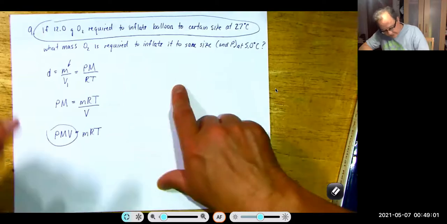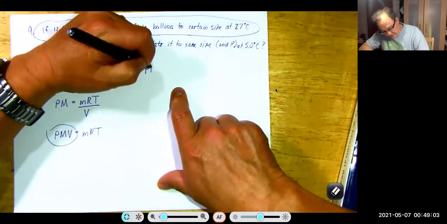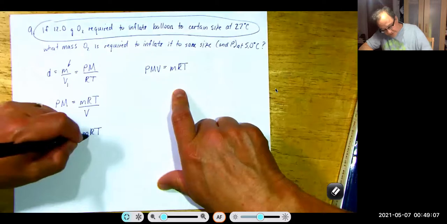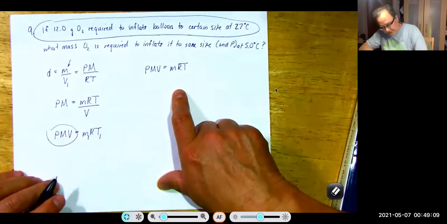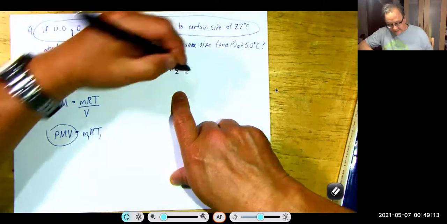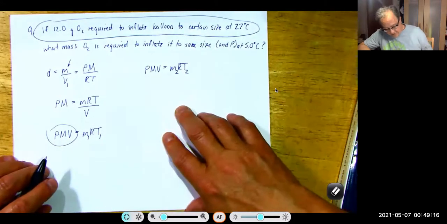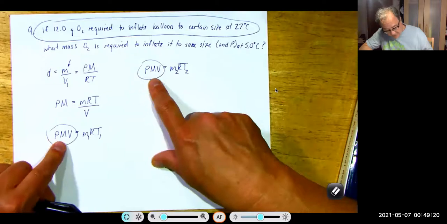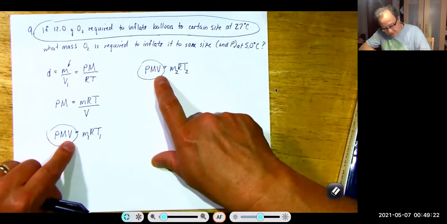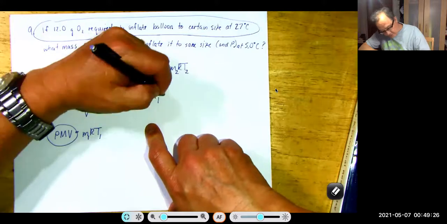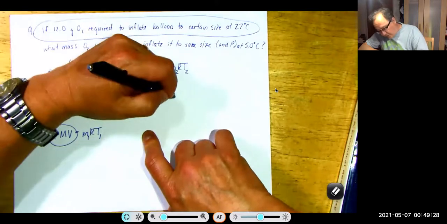Under the second set of conditions, PMV is equal to MRT. So I'm going to call this the mass under the first set of conditions, the temperature under the first set of conditions. This is the mass at the second set of conditions, and this is the temperature at the second set of conditions. Okay, so they're both the same pressure, they're both the same molar mass, and they're both the same volume. So that means that M1 R T1 is equal to M2 R T2.